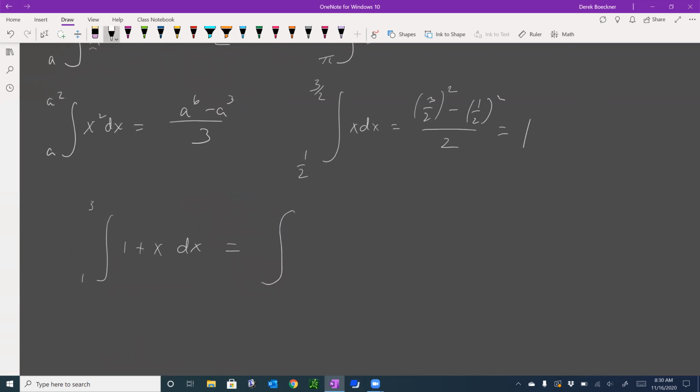So we're going to rewrite this as the integral from 1 to 3 of 1 dx plus the integral from 1 to 3 of x dx. And that's going to be 3 minus 1 plus 3 squared minus 1 squared over 2. So that's going to be 2 plus 4, which is 6.